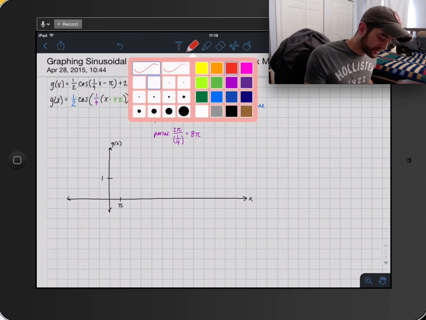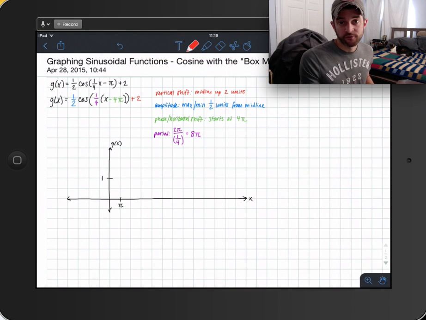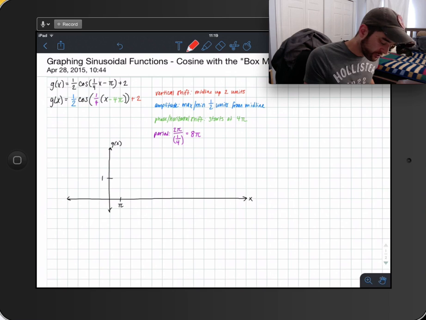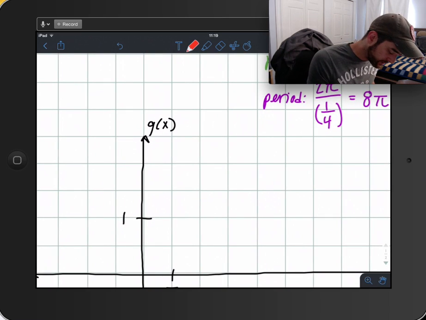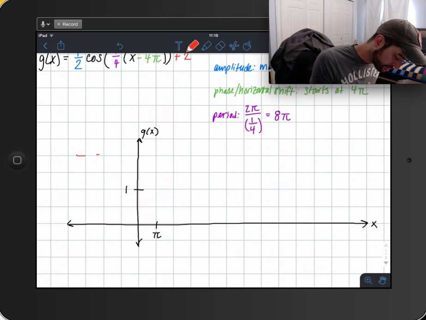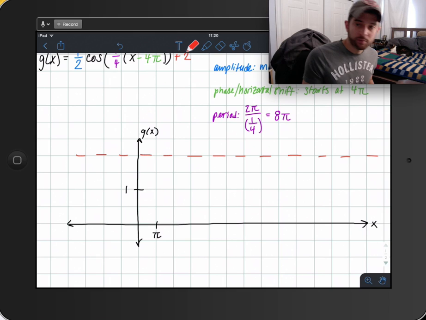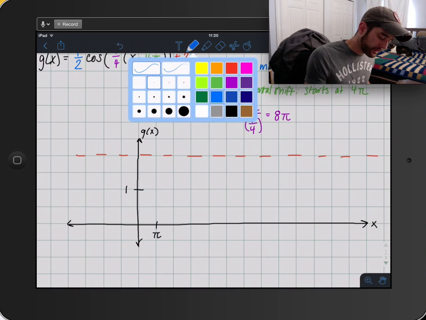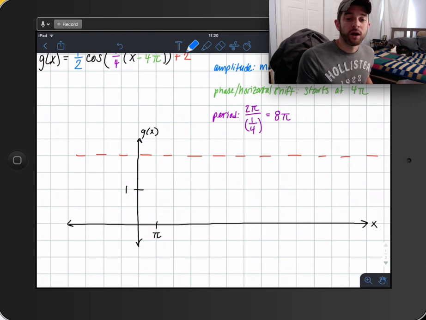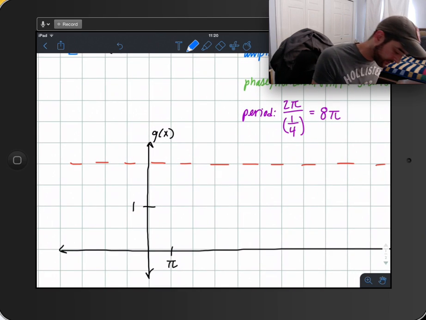So first order of business, we're going to go in the order that it's written, so vertical shift first. The vertical shift is up 2 units, so the center of the graph is going to be at 2. The max and mins are a half a unit above and below the midline, and since we're going by halves, it's going to be 1 full space above and below.